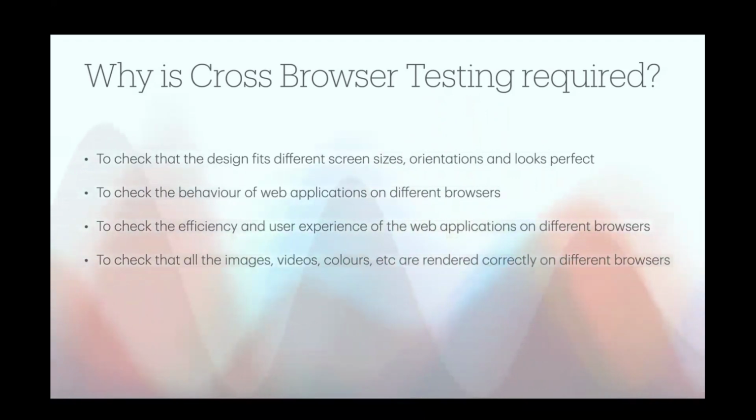And the last point is to check that all the images, videos, colors, etc. are rendered correctly on different browsers. When the platform changes, like on Mac OS compared to Windows 10, there might be slight changes in image rendering as per the chipset being used. If you're running the Chrome browser on Windows 10 and Windows 11, or a different platform altogether like Linux, you might see a slight change in the rendering of images, videos, and so on. Cross-browser testing helps us identify those changes, and if there is any issue with the UI, it can be fixed as part of faster feedback.